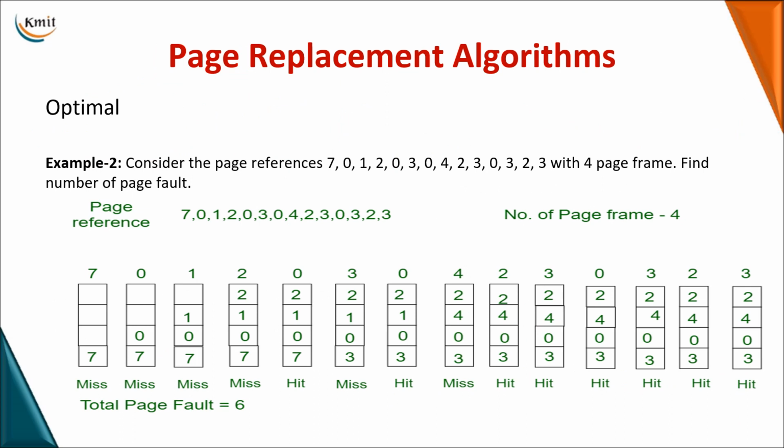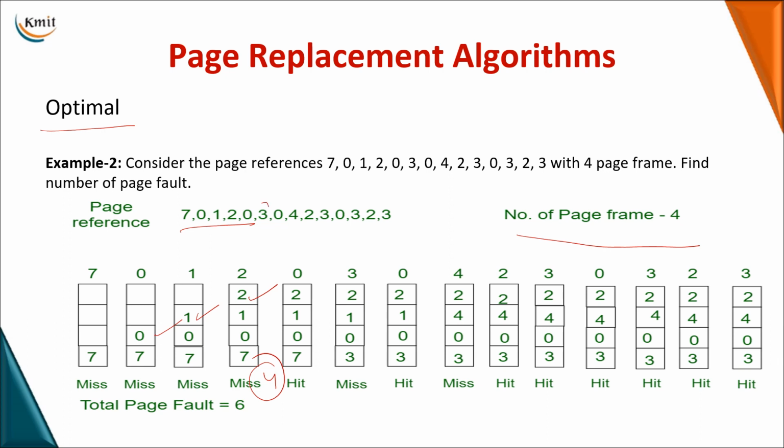The next algorithm we'll be seeing in page replacement is optimal page replacement. So the input will be given as well as the number of frames. So here the number of frames are 4. None of them are available, so the first 4 values will be dumped into it: 7, next 0, next 1, next 2. So the number of page faults still here would be 4.